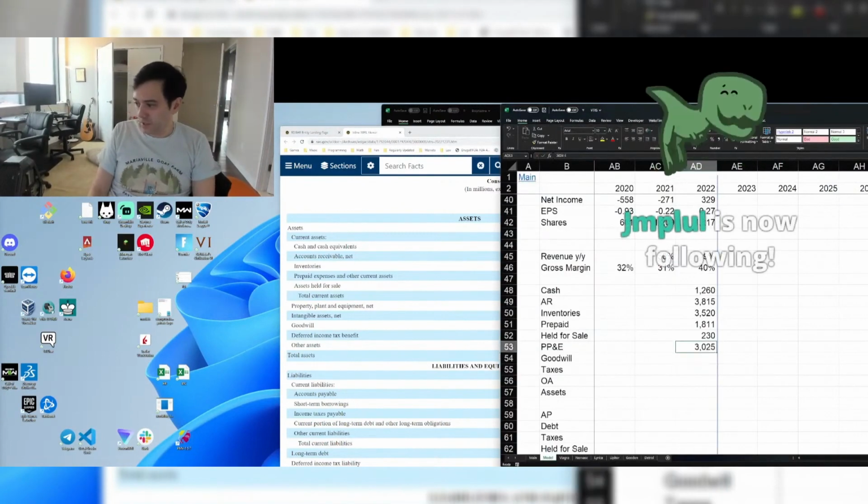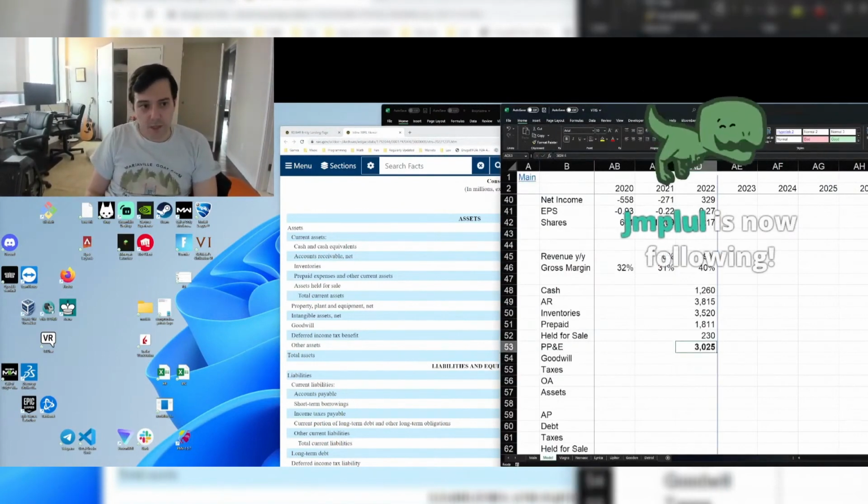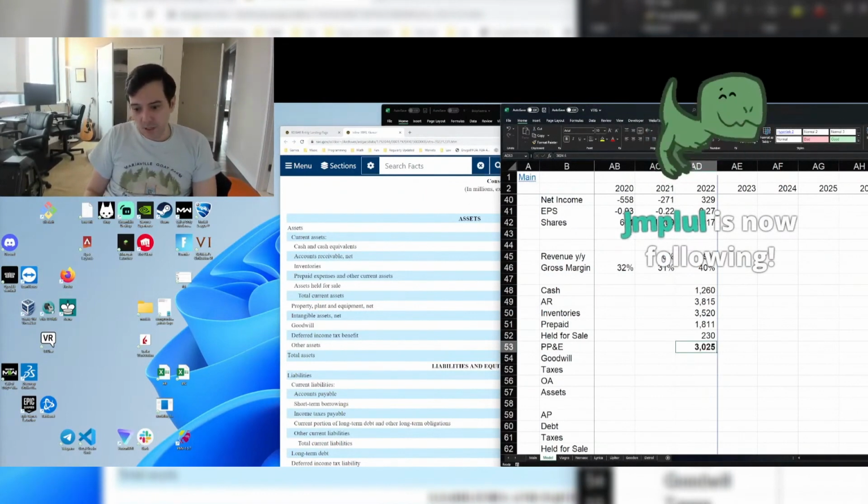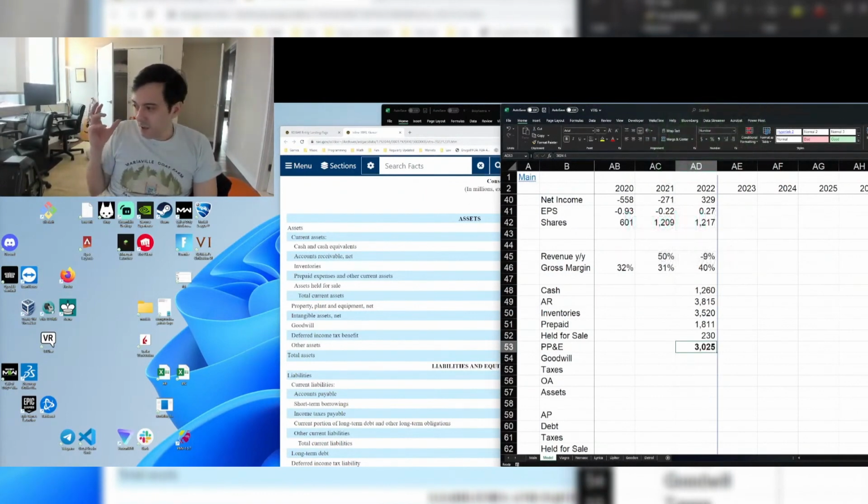Property, plant, and equipment is arguably the most important element of any balance sheet, but not so much in financial companies, though certainly in most companies. The assets that a company has to produce its income are property, plant, and equipment. And these are sometimes called fixed assets, which are assets that have a useful life of more than 1 year. So a desk actually has a useful life of more than a year.